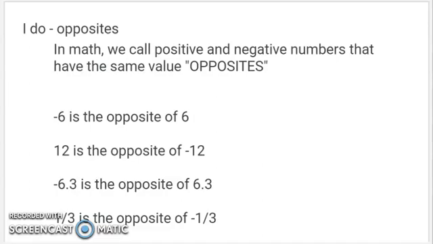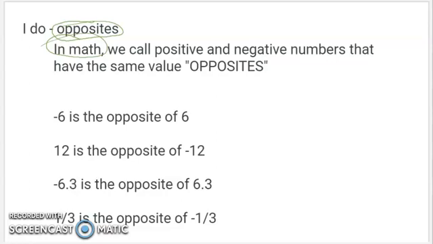All right. So let's start with this word, opposites. A word you have probably known since preschool, but of course, every word has its own meaning in math, and today we need to talk about what the word opposite means in math. So in math, we call positive and negative numbers that have the same value opposites. Negative 6 is the opposite of 6. 12 is the opposite of negative 12.